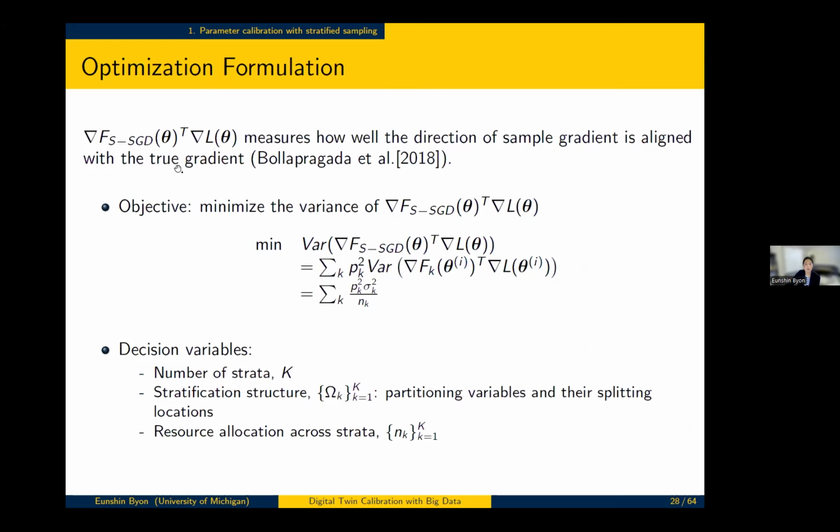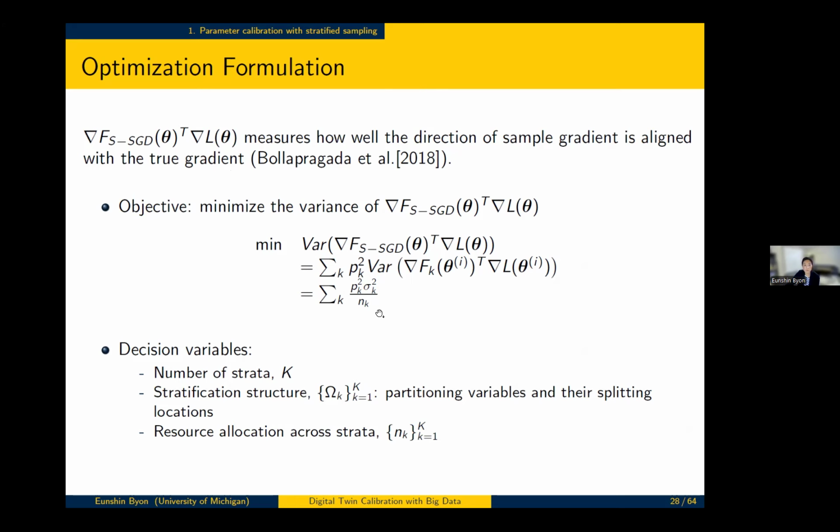Then how can we reduce the variance of the gradient? In fact, previous researchers said that the empirical gradient transpose the true gradient measures how well the direction of the sample gradient is aligned with the true gradient. So we basically minimize the variance of the gradient direction, and this can be expressed as this equation.